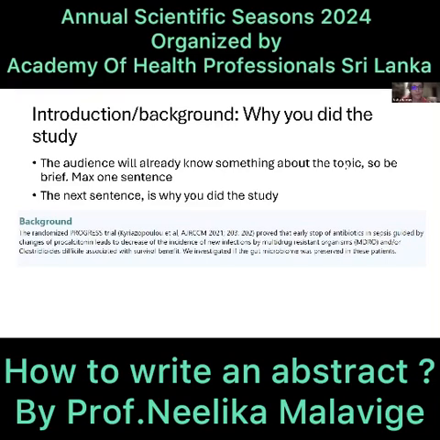So this is an example. The randomized PROGRESS trial proved that early stop of antibiotics in sepsis guided by changes of procalcitonin leads to decreasing incidence of new infections by blah, blah, blah. First sentence. Next sentence, we investigated if the gut microbiome was preserved in these patients. Okay. The background, why you did it. Okay. The aim of the study.